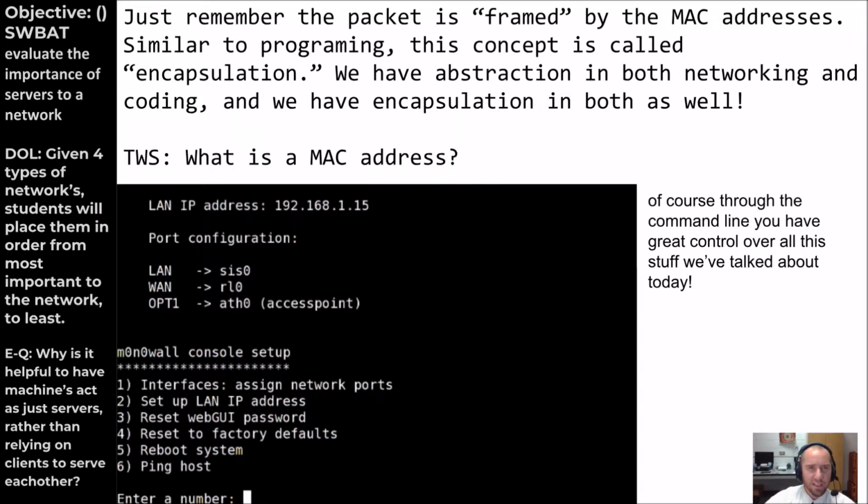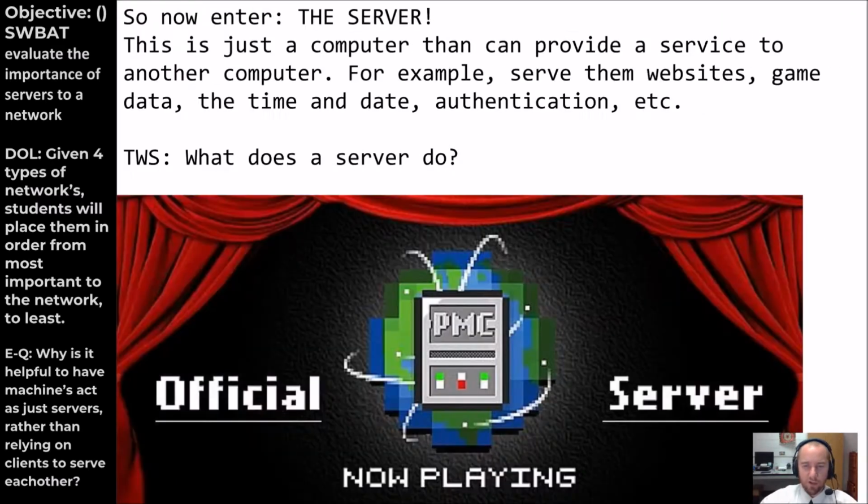Another way to look at this is the idea that a packet is framed by the MAC address. And when something is framed by something else, this is often called encapsulation. And it's similar to the concept of encapsulation in programming. But when we're talking networking, typically we just mean this additional data, such as a MAC address. So here we are, finally at the server.